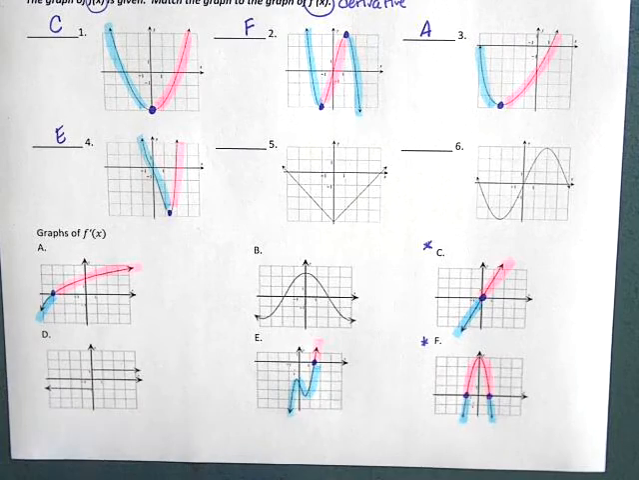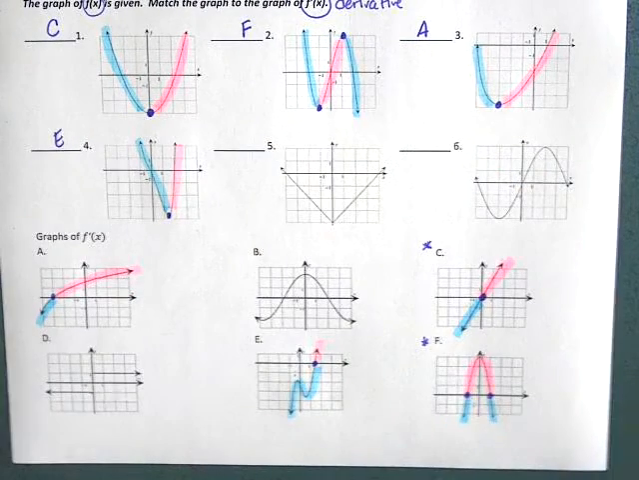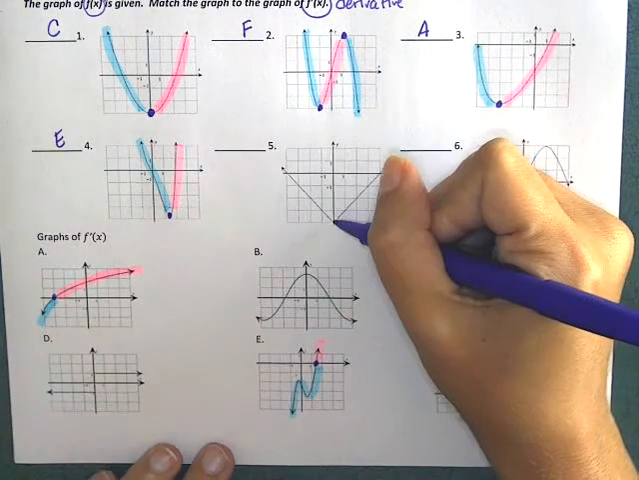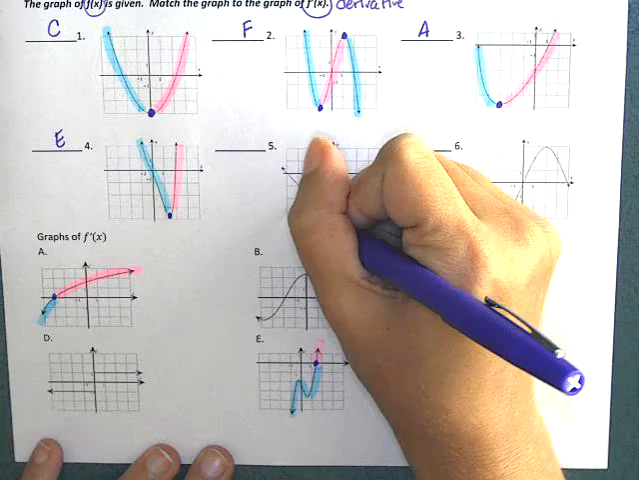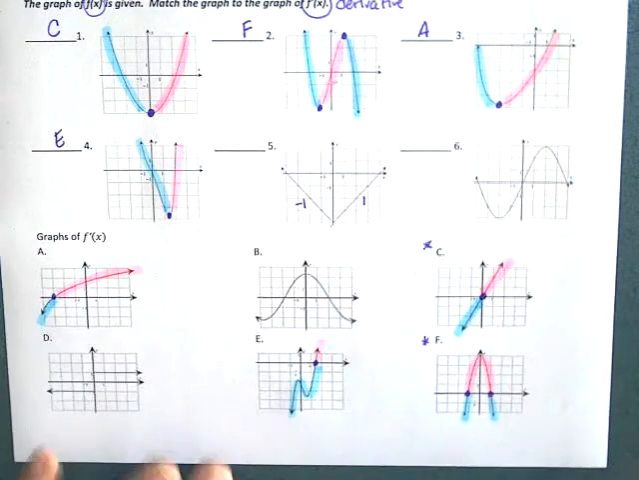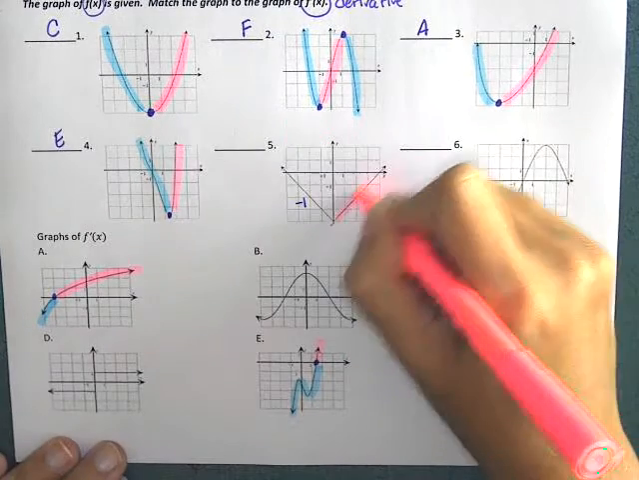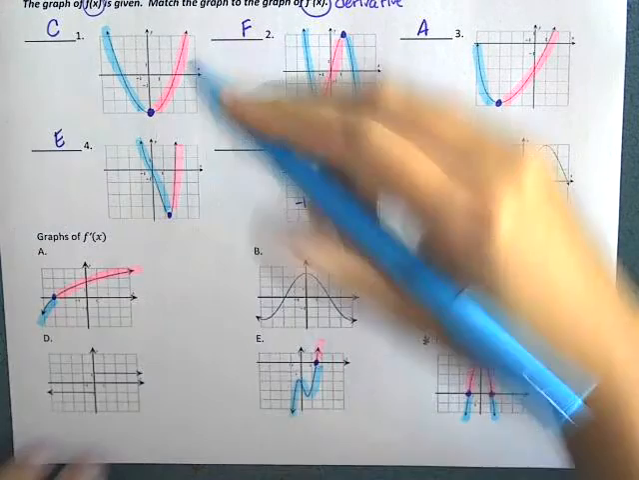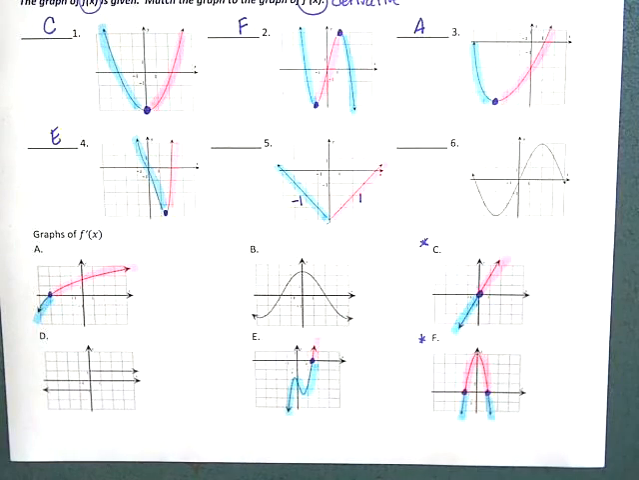For number 5, I have sort of a minimum, but it's not curvy, it's a sharp corner. When there's a sharp corner like that, there's a sharp change in the slope. The slope on this side is a -1 the whole time, and the slope on this side is a +1. So I would expect that this side of the graph will be above and this side of the graph will be below. But I know there's going to be a sharp change, so I'm looking for a graph that has a jump in it.